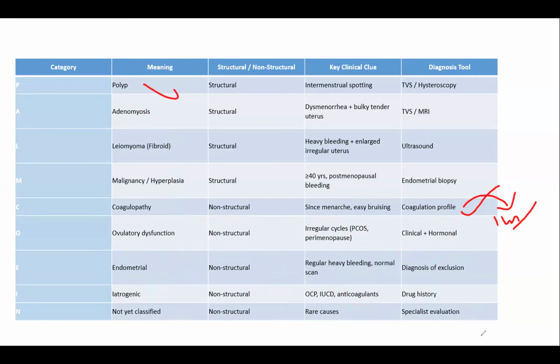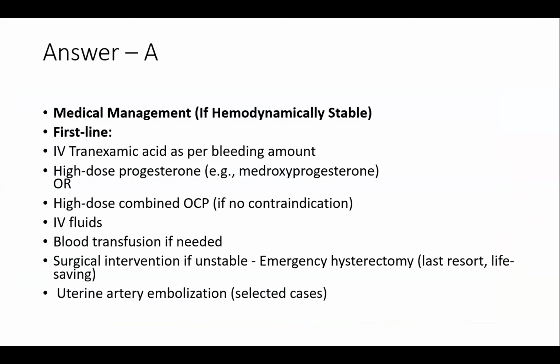And now most of the questions will come with AUB. AUB is like an evolving topic now. That's why you should know what category a patient who comes with AUB will fit into. Now, coming to the question, patient is hemodynamically stable, medical management, first line tranexamic acid. If it is mild to moderate, you can give oral tranexamic acid. If it is severe, you can give IV tranexamic acid. If still the patient is bleeding, you can go with either high dose of progesterones or high dose of combined OC pills.